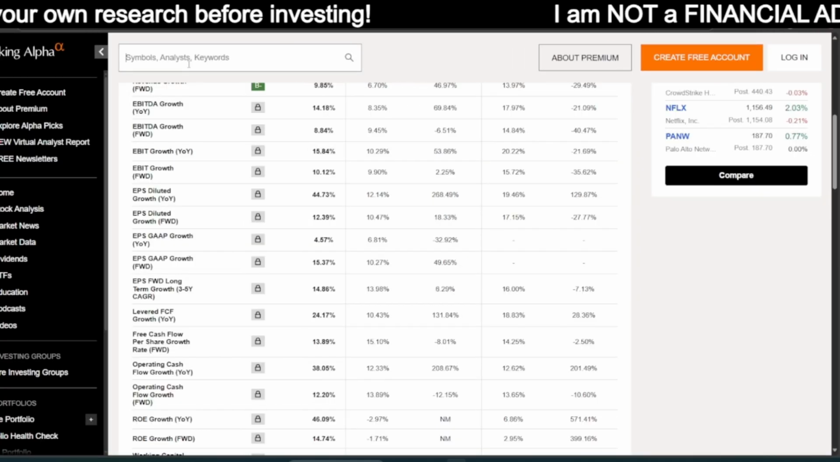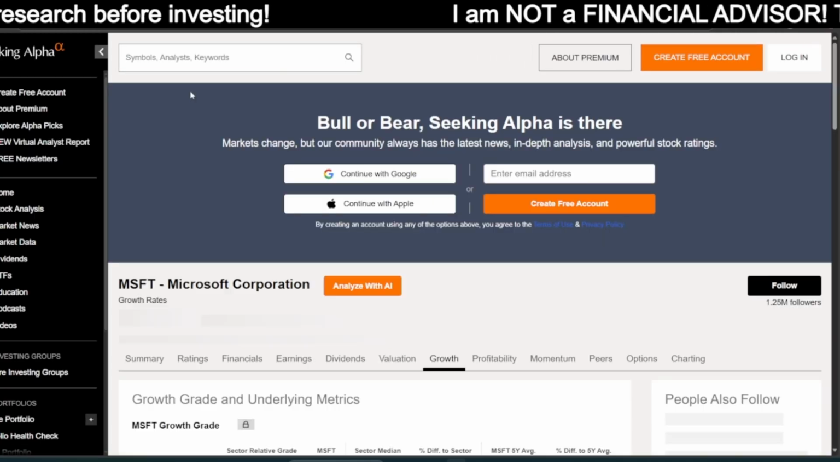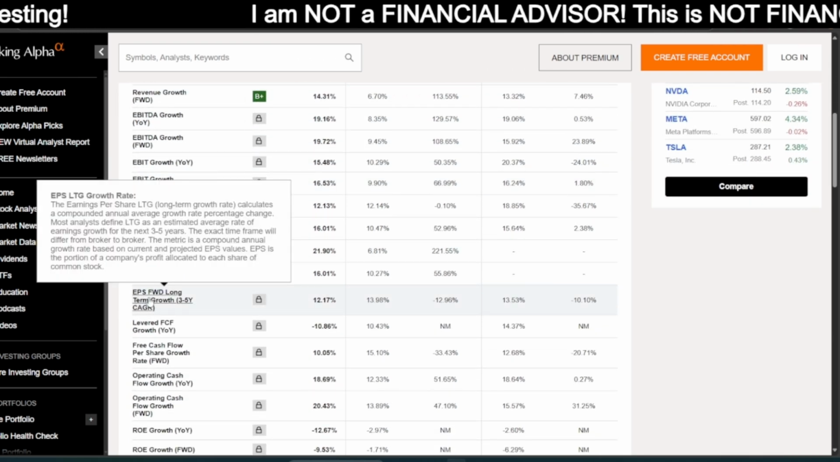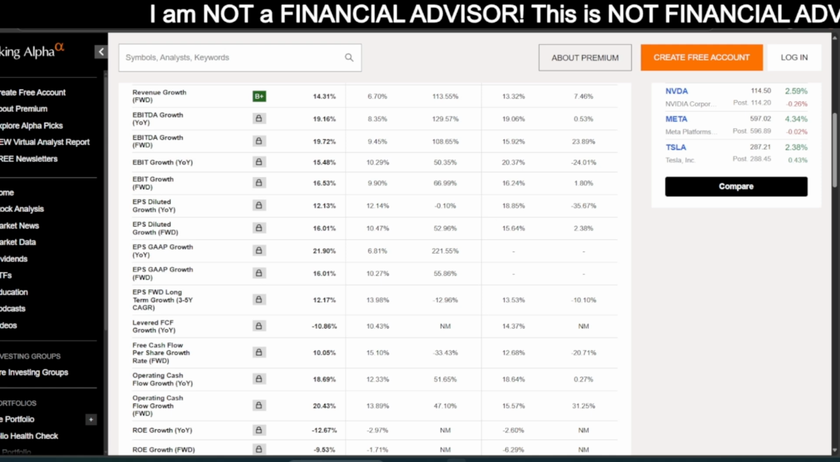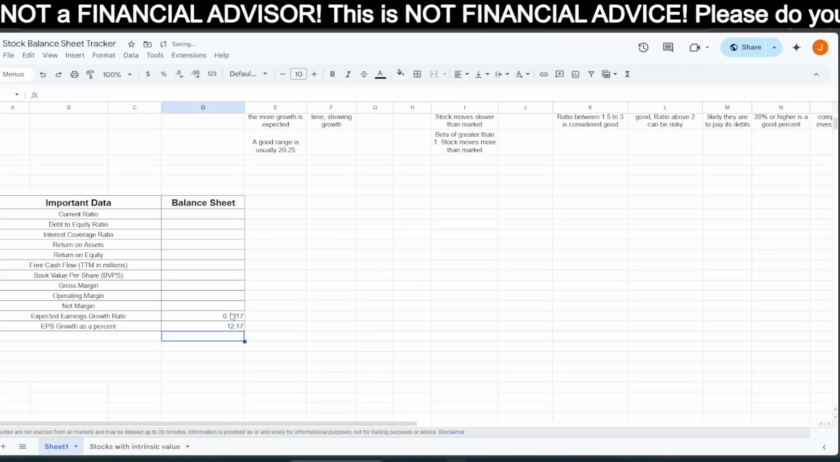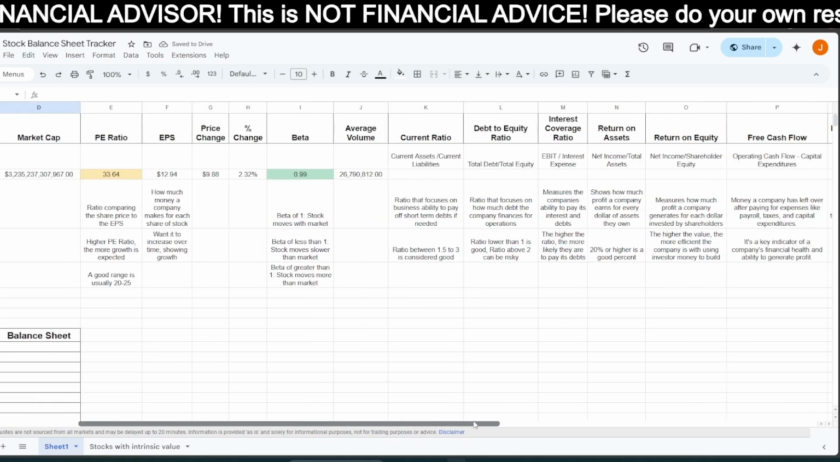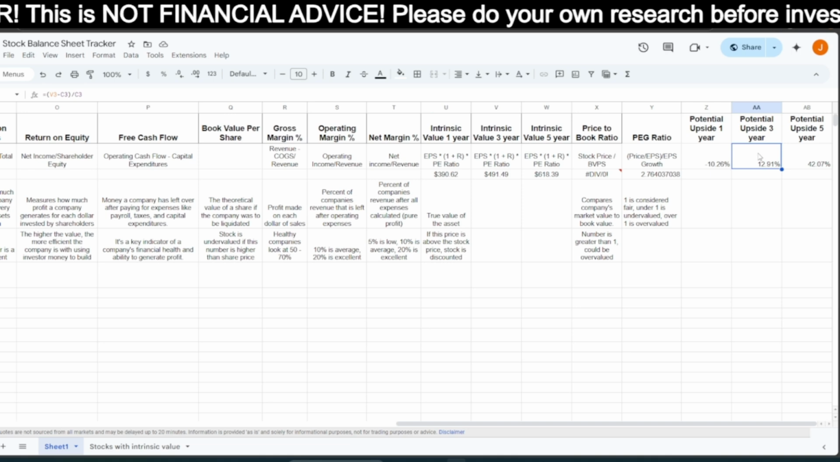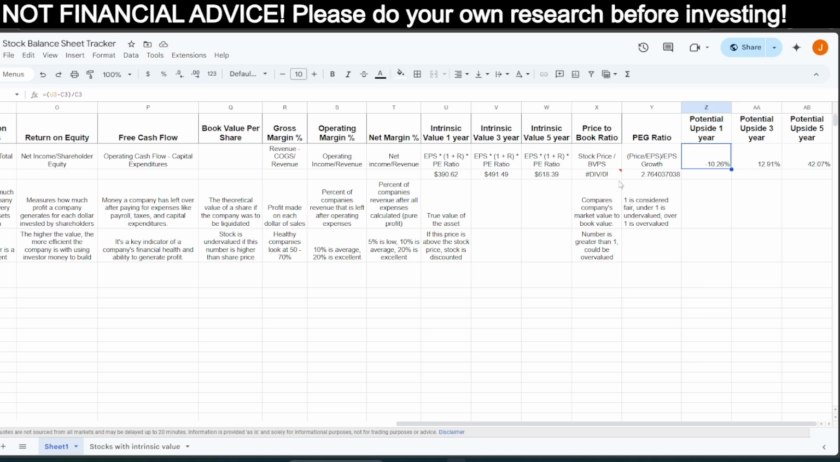Let's take a look. Go on to Seeking Alpha. Let's go to Microsoft. Microsoft growth, we're looking at an earnings per share long-term growth CAGR of about 12.17%. So 0.1217, 12.17. Let's see where we're coming in at right now. Undervalued.